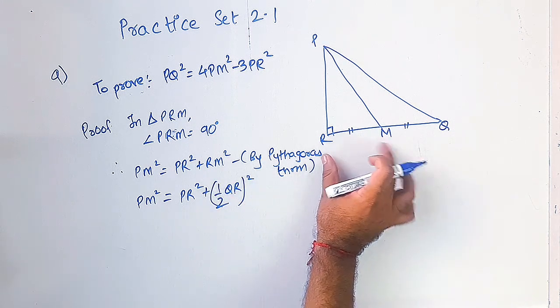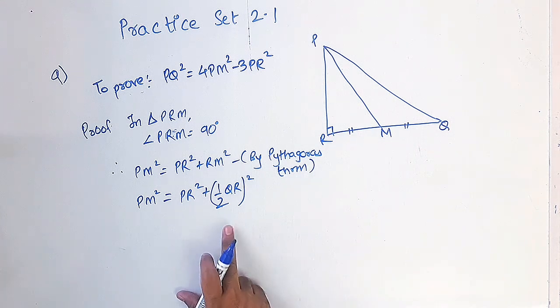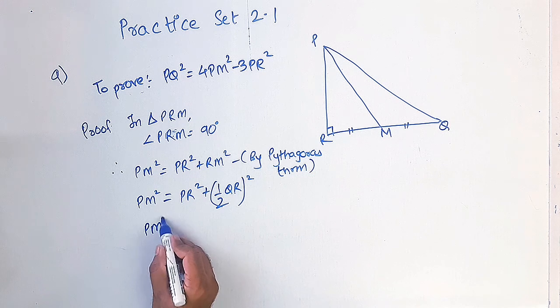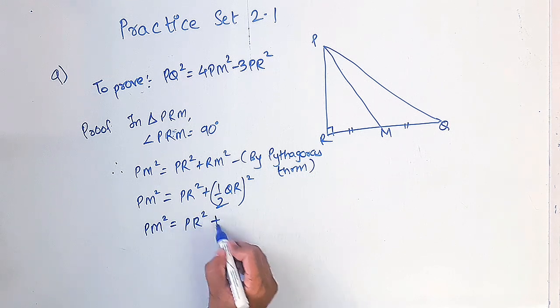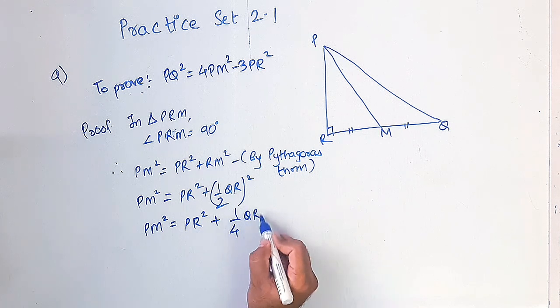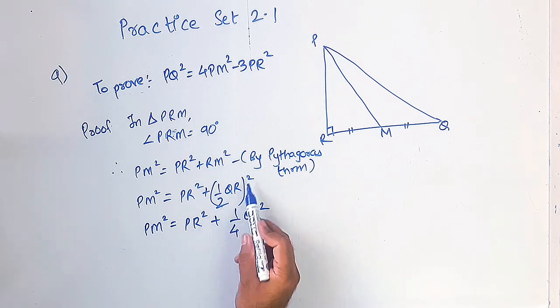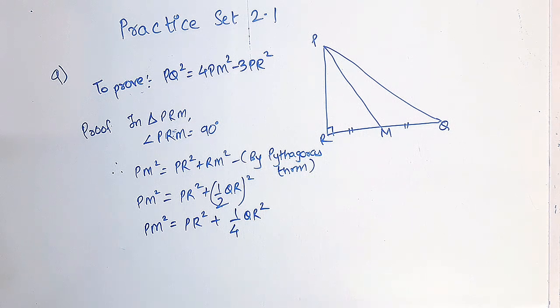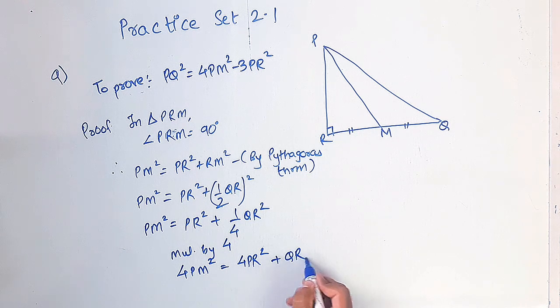Okay, you can see M is the midpoint, so RM is half of QR. So I can change this. What will it become? PM square is equal to PR square plus 1 upon 4 QR square. 1 square is 1, 2 square becomes 4. Now I don't want the denominator, so what will I do? Multiplying by 4, this will become 4PM square is equal to 4PR square plus QR square.